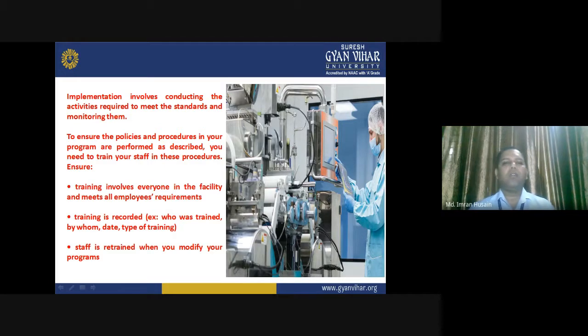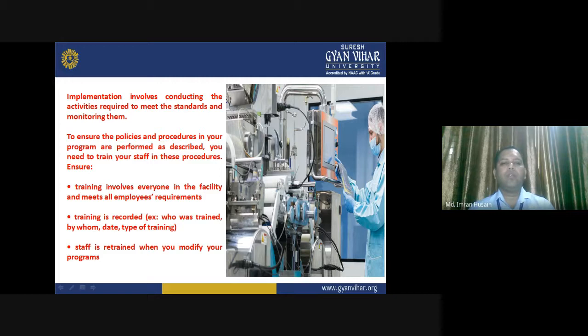Implementation involves conducting the activities required to meet the standards and monitoring them. Right. Whatever the activities are being done, they should be done according to the standard operating procedures, and no compromise is made when it comes to the quality and the standard of the procedures.